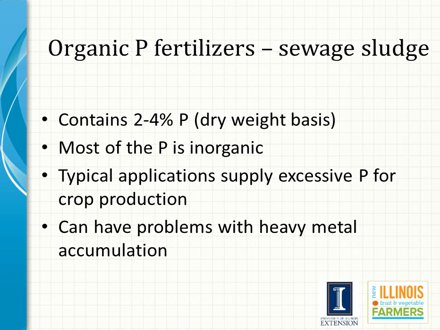Sewage sludge can be utilized as an effective organic phosphorus source. Sewage sludge generally contains 2 to 4% phosphorus on a dry weight basis. Most of the phosphorus is inorganic. Again, high levels of phosphorus in sewage sludge can result in excessive phosphorus soil test levels if attention is not paid. Again, heavy metal accumulation can be a problem if using a lower grade of sludge.